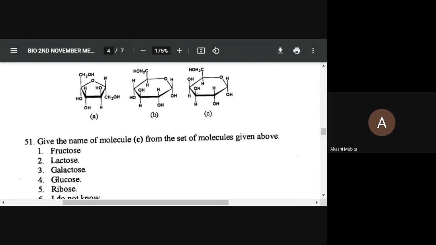Okay, Dr. Zemba is going with galactose. Why are you going with galactose, Dr. Zemba? So it's galactose because the OH on carbon number, which one? 1, 2, 3, 4. It is at the top. Okay. Thank you very much. That's a full explanation. You can go on to question number 52, unless there are questions on 51.